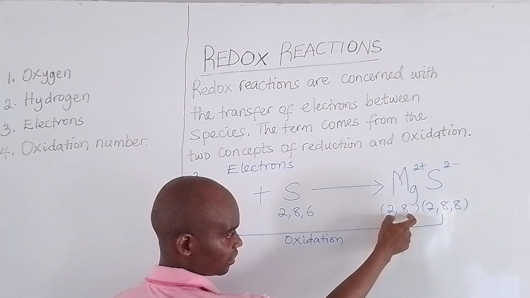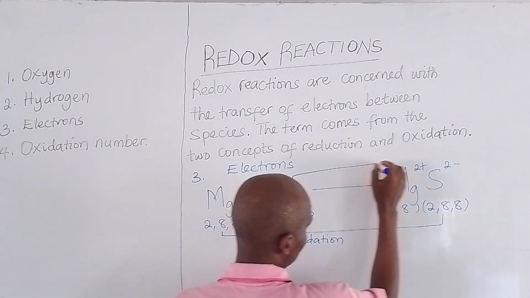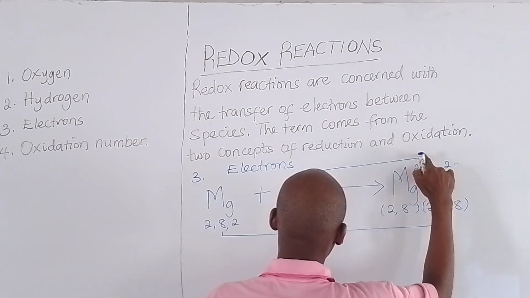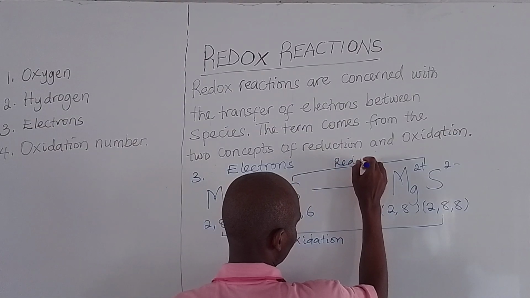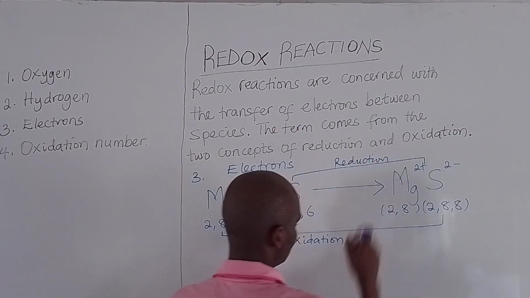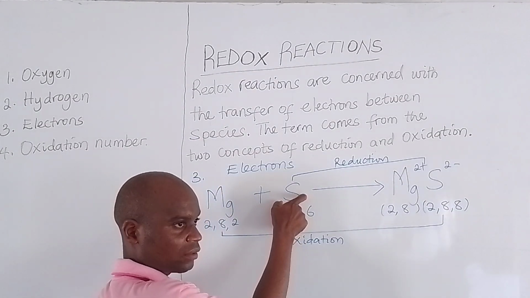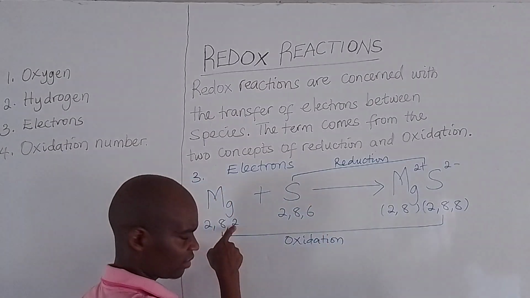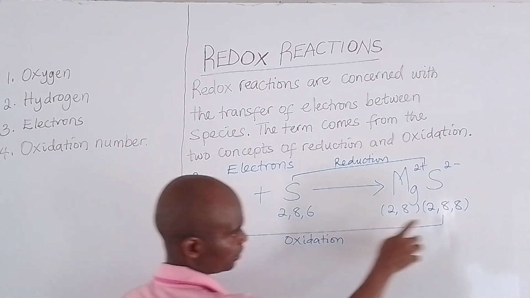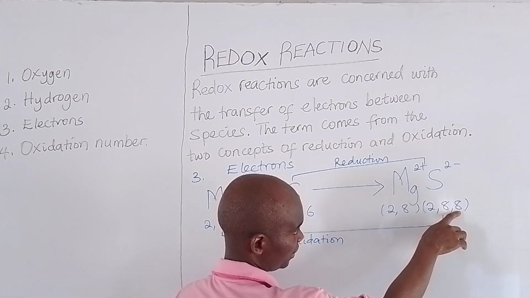So we have this. Now from this point to this point represents reduction, because our sulfur atom has collected 2 electrons from magnesium, giving us this configuration.